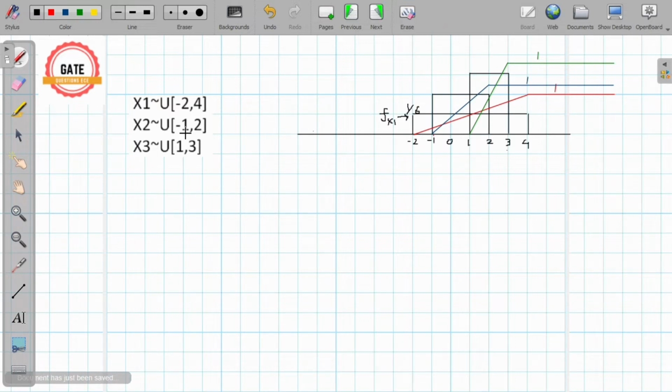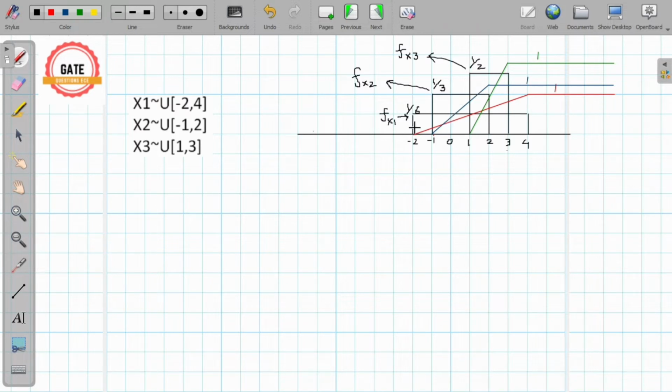x2 is uniformly distributed over -1 to 2. So this diagram is the PDF of x2, and this height is 1 by 3. Similarly, x3 is distributed over 1 to 3. So this diagram belongs to the PDF of x3, and this height here is 1 by this width, which is 2. So its height is 1 by 2.